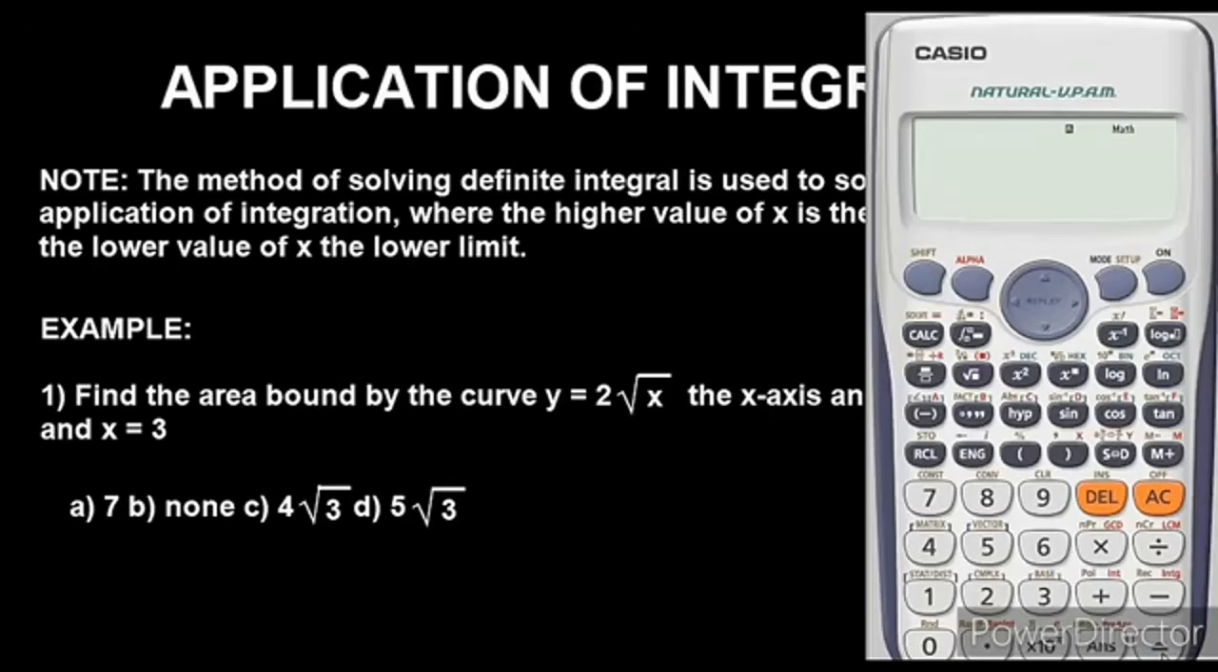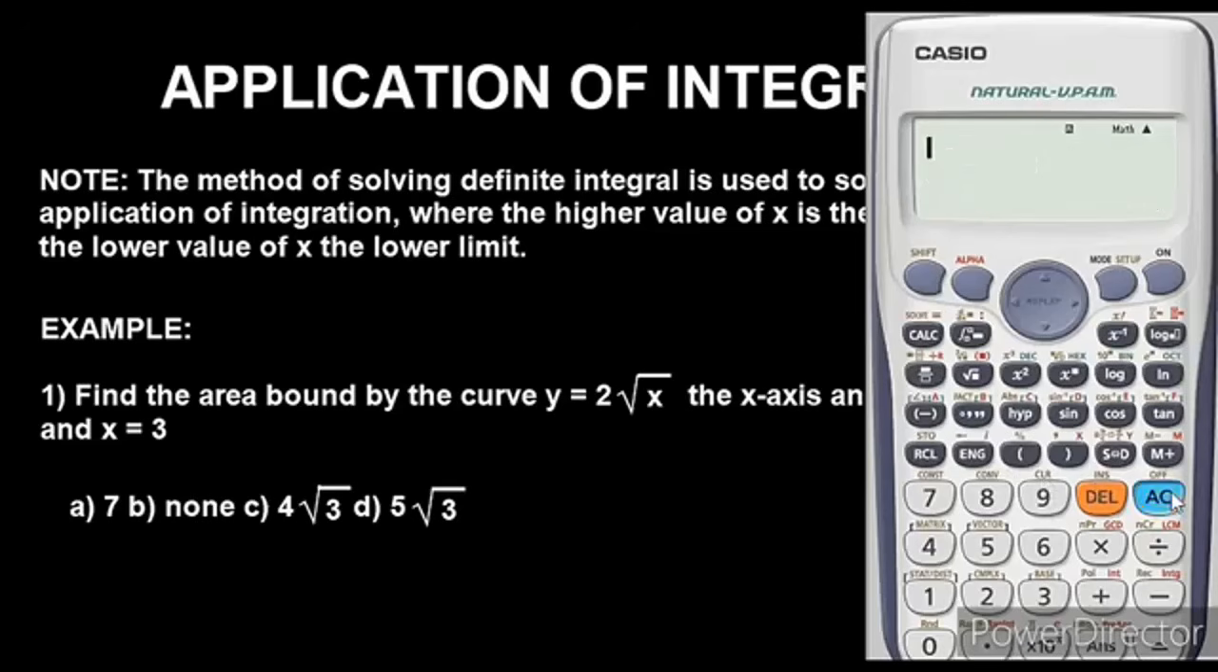Okay, we're waiting for our answer. Okay, we have 6.928. Okay, option A is not the answer, not option B. Option C, we have 4 root 3. So let's break this value down and see if it will give us 6.928.